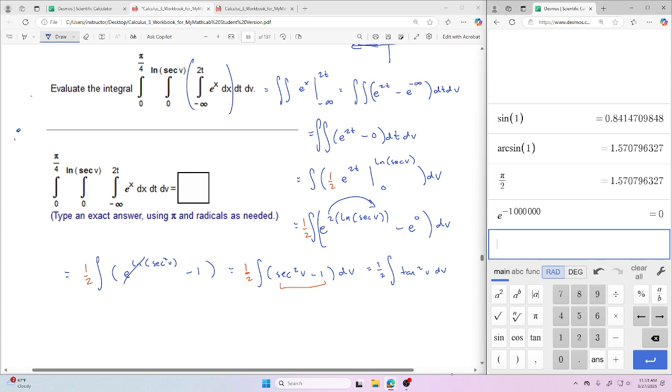Good thing I wrote that down in my formula book. No, I did not. So it's going to be a 1/2 in the front. I have a negative v plus tangent of v.